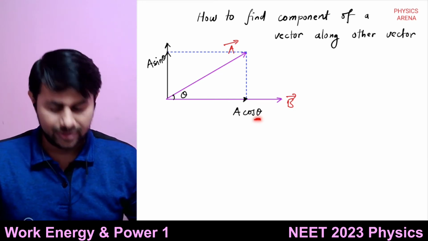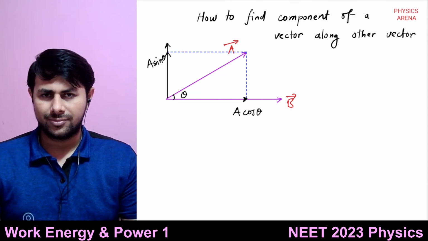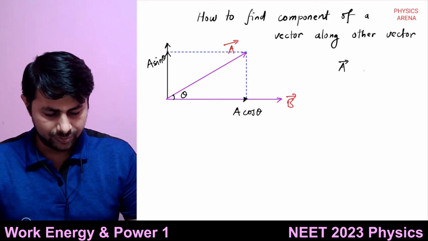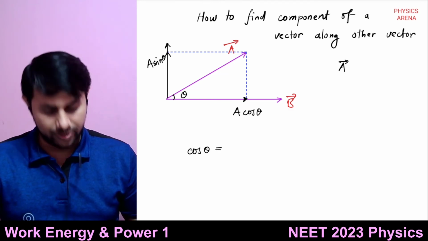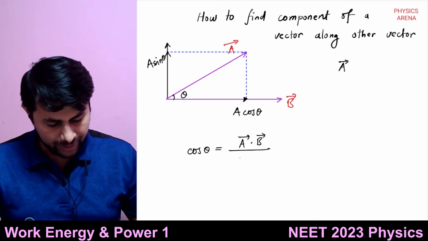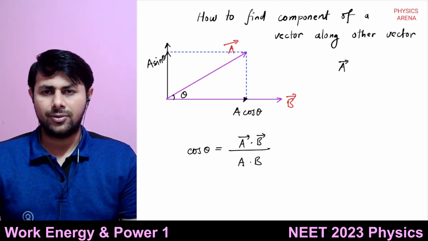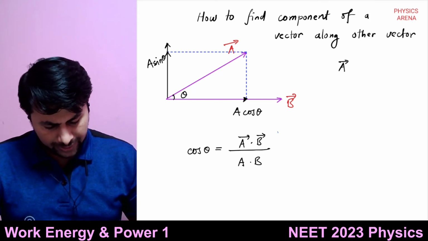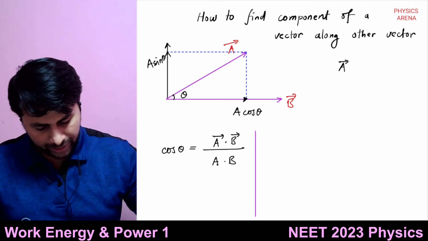And what is theta? Theta is the angle between a bar and b bar, right? So if I know a bar and b bar, I know what cos of theta is. What is cos of theta? It is a bar dot b bar divided by magnitude of a bar multiplied by magnitude of b bar. And I want the component of a bar along b bar, right?